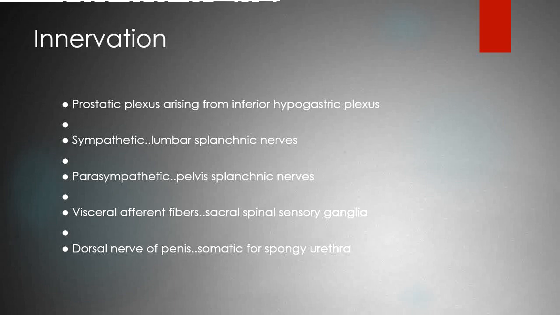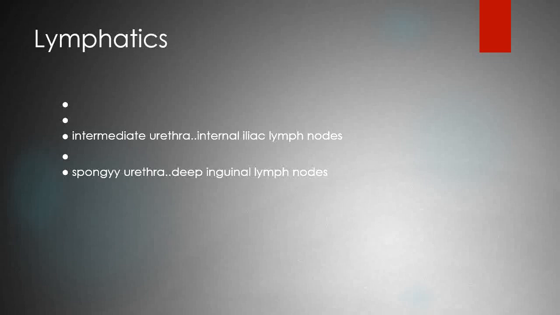The dorsal nerve of penis is a branch of pudendal nerve. It provides somatic innervation of the spongy part of urethra. Lymphatics. The lymph vessels from the intermediate urethra drain mainly into the internal iliac lymph nodes, and the lymph vessels from the spongy urethra pass to the deep inguinal lymph nodes.